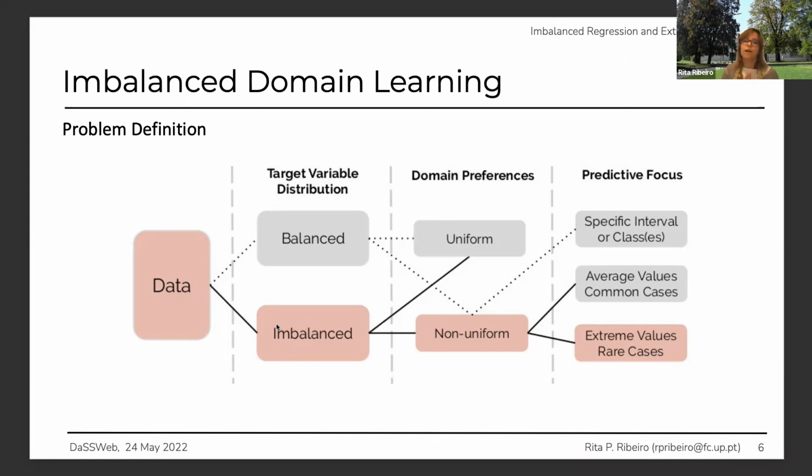And moreover, where is our predictive focus? In the case of imbalanced domain learning, we would say that our focus is on the rare cases if we talk about classification, or the extreme values if we talk about regression. Of course, this is an even harder problem if we have some data difficulties that usually make this problem hard.